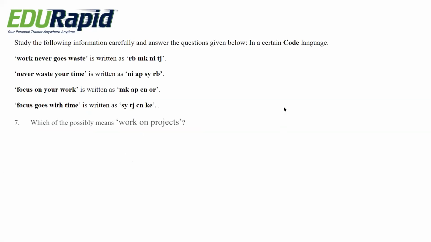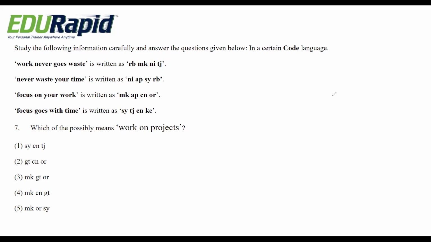Next question. Which of the following possibly means work on projects? Options are SY, CN, TJ, GT; CN, OR, MK, GT; OR, MK, CN, GT; MK, OR, SY. For this, you have to select the code for each term.